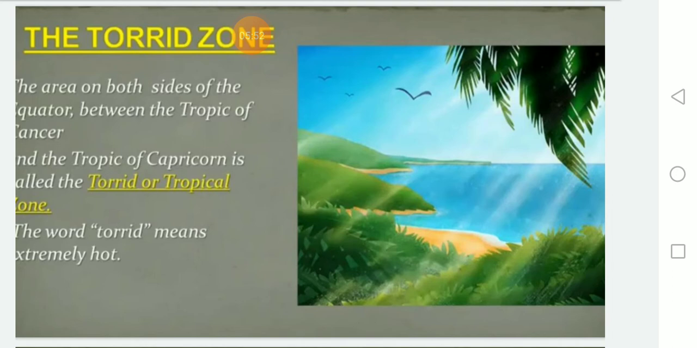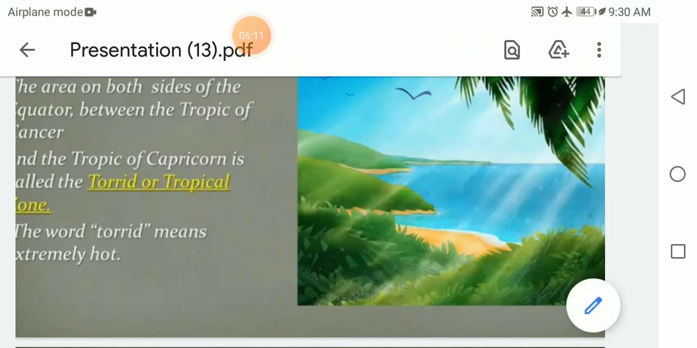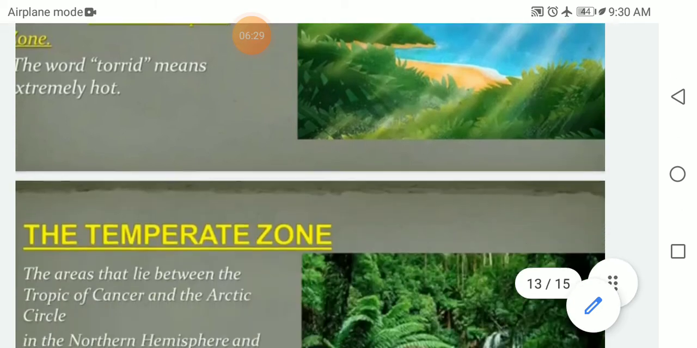The word torrid means extremely hot. As I told you, those areas which are very close to the equator are very hot because they get direct rays from the sun and get maximum heat. That's why this is called the torrid zone: because of the extreme hotness in these areas.